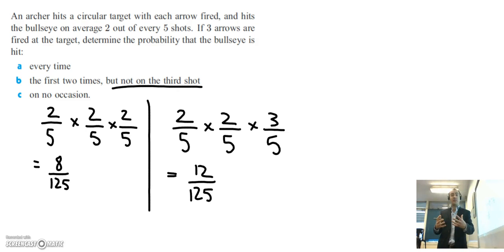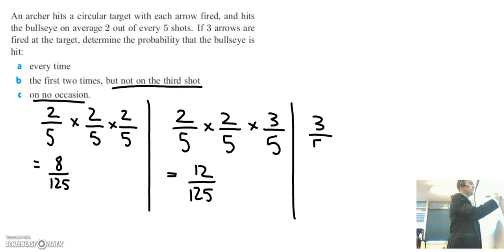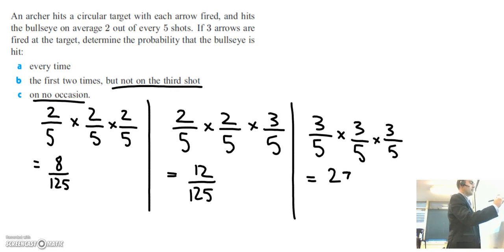Now these may cancel down. I'm not using a calculator, so please check them, you might need to cancel it down. And then on no occasion missing it. So he's got a 3 in 5 chance of missing it with his first, 3 in 5 with the second, 3 in 5 with the third. We multiply all of them together.